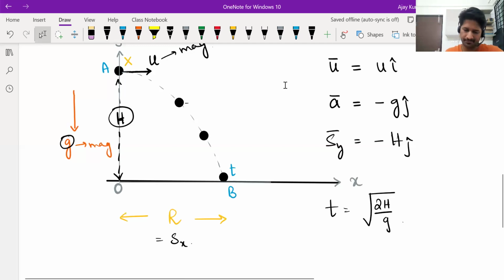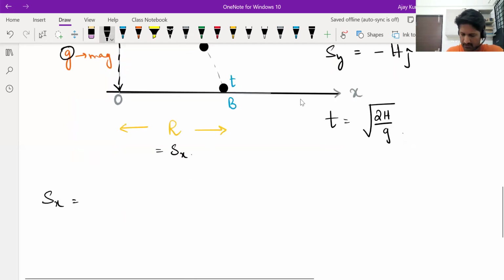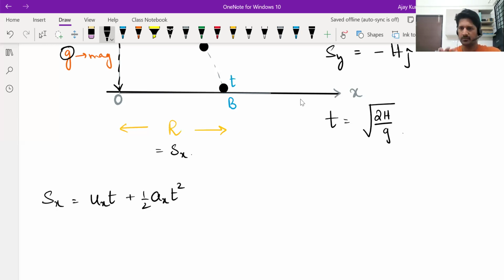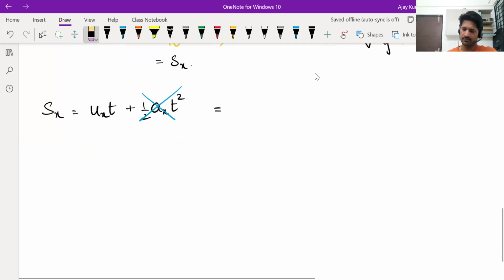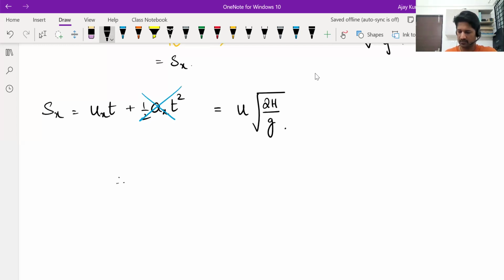Okay, fine. So displacement basically is ut plus half at square if acceleration is constant. If acceleration is variable, you can't use these equations. But we know that acceleration due to gravity is constant. And in fact, gravity acts in the vertical direction. There's no horizontal component, so there's no ax. So ux into t, and initial velocity was completely in the x direction, so ux is u itself. And time we already derived, under root 2h by g. Therefore, the horizontal range in this case becomes u under root 2h by g.